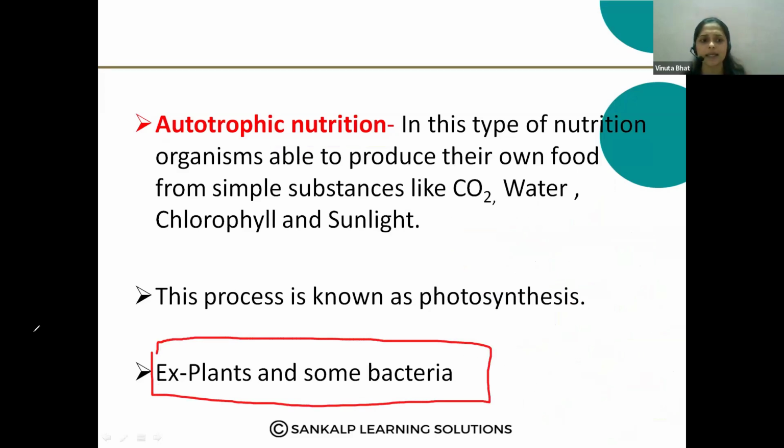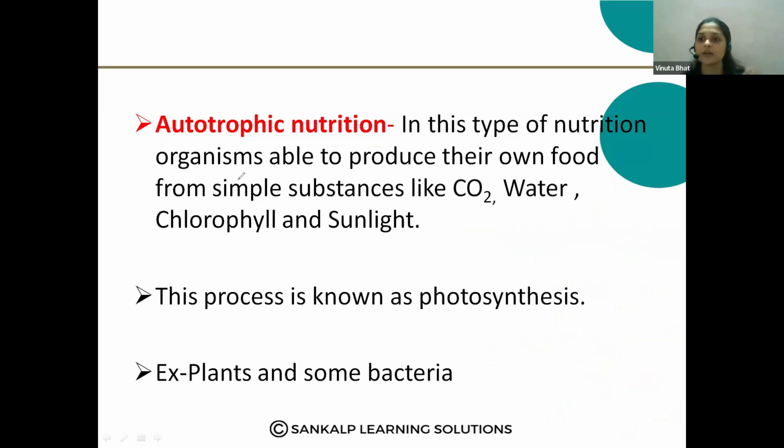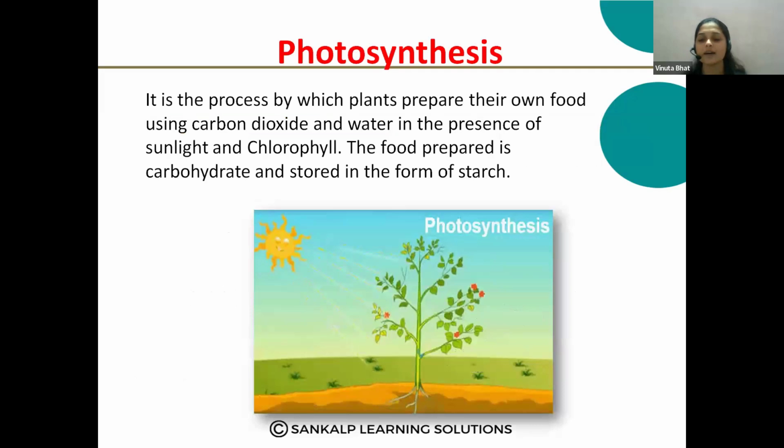Then you know that plants prepare their own food with the help of carbon dioxide, water, chlorophyll, and by using sunlight. You know what that process is called? That process is called photosynthesis, right? So in the photosynthesis process, what happens?